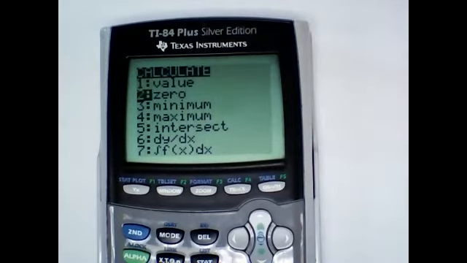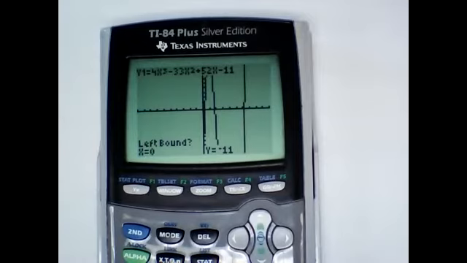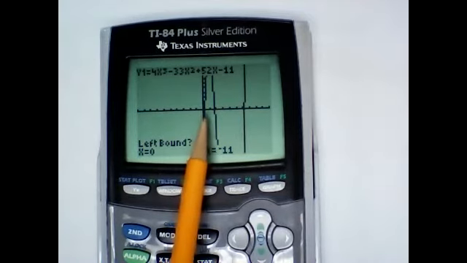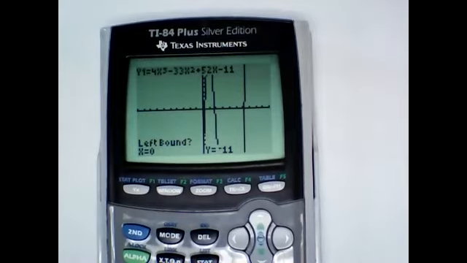0. So go down to choice 2, choose 0. It's going to ask you left bound, right bound, guess. So look, this 0 right here looks like it's in between what 2 whole numbers? 0 and what? Perfect. So for left bound, you're going to hit 0, enter. For right bound, you're going to hit 1, enter.